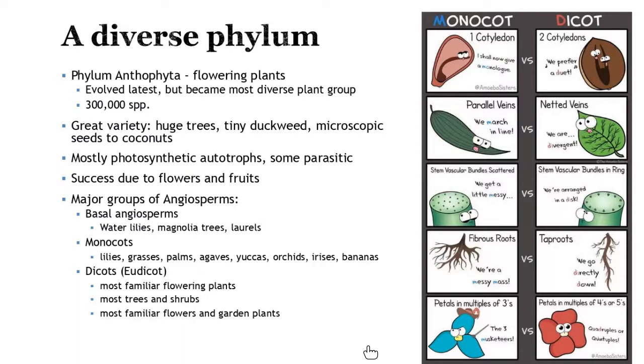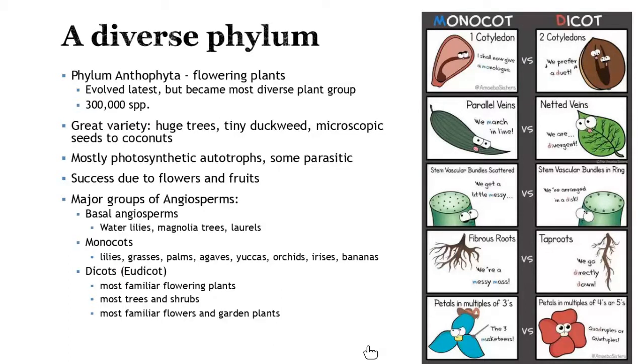Now, these are the ones that evolved the latest, but became the most diverse plant group. There's about 300,000 species just within this group. Now, you probably heard of things called monocots and dicots. Well, that's what this group is. Now, there's so much variety in this group, from the huge trees to the tiny duckweed to very tiny seeds to the largest seeds like coconuts. So much diversity in just one group.